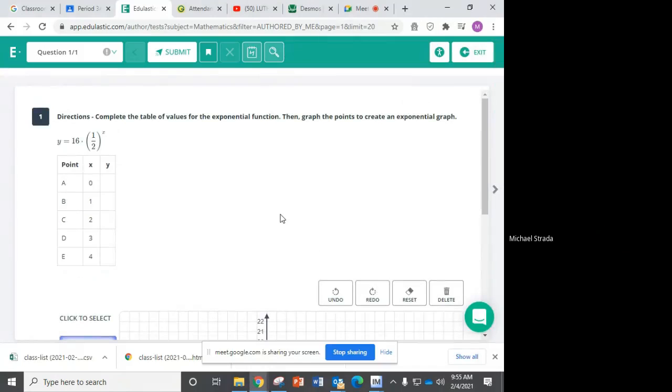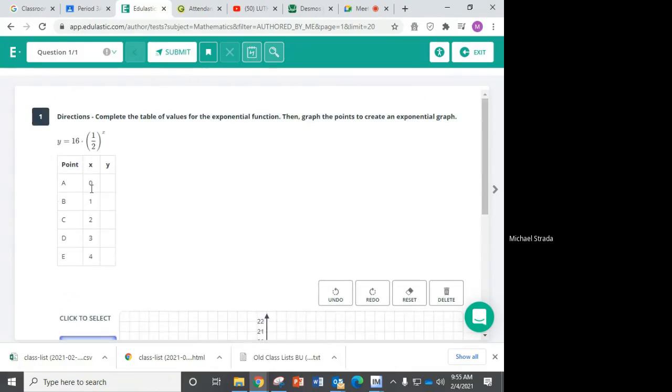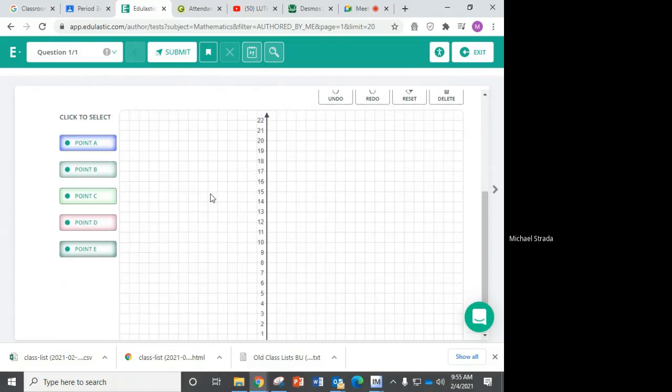So to see what I'm talking about, directions: complete the table values for the exponential function. Then graph the points to create an exponential graph. So they will tell you the values. For example, if I plug in 0, 1/2 to the 0 power is 1, 16 times 1 is 16. So (0, 16) is a point. You then click on point first, whatever point it is. It can be in any order. So there's point A. I click on that, and I just plot (0, 16).